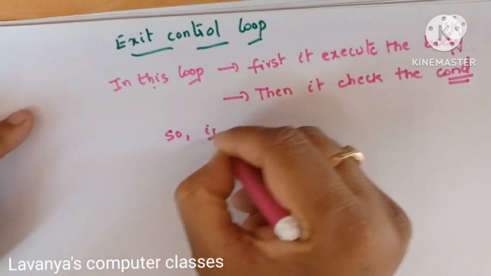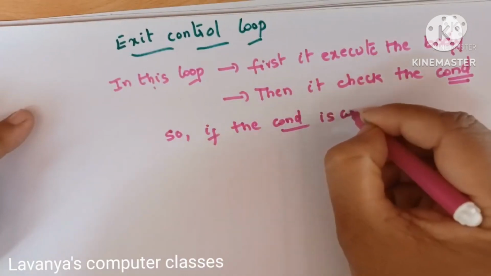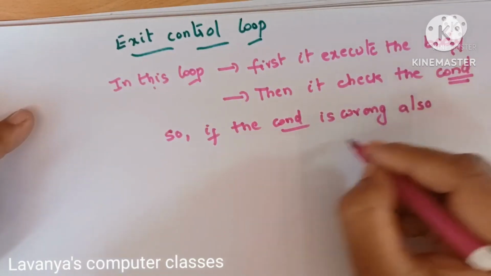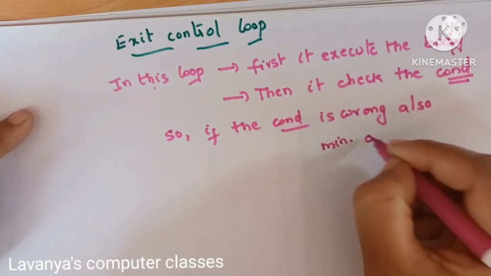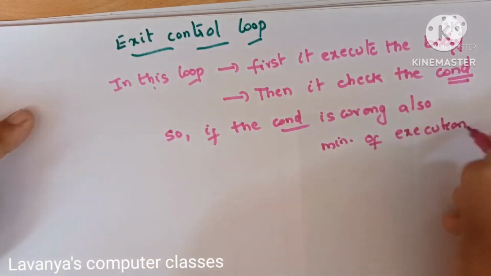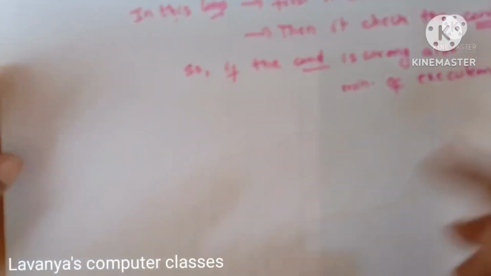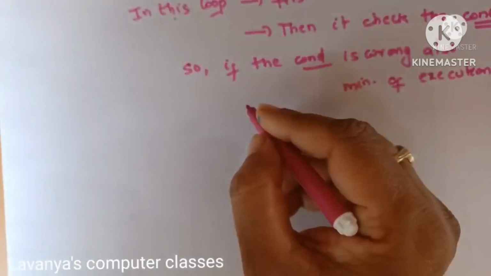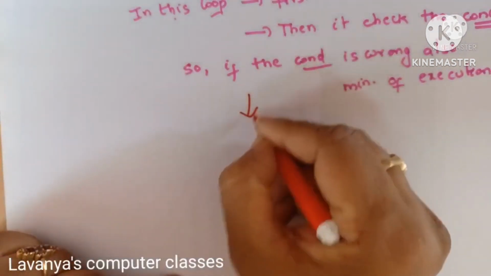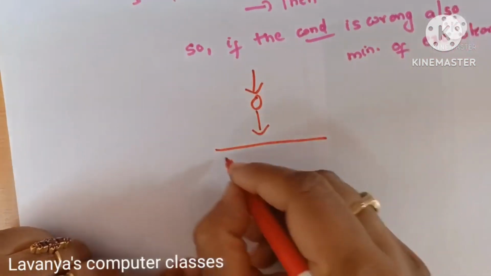So exit control loop means first it executes the body of the loop, then only checks the condition. That means the condition is checked only at the time of ending, not in the beginning stage. So the minimum number of executions in exit control is 1, because it does not check the condition first. Even if the condition is false, at least it will execute once. After it is executed once, then only it checks the condition. So the minimum number of times for exit control is 1.